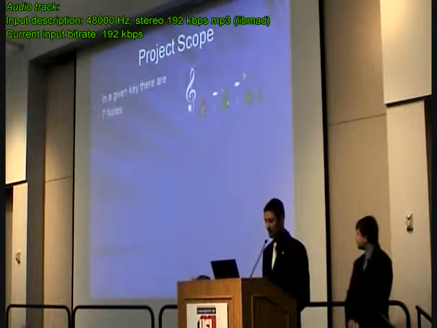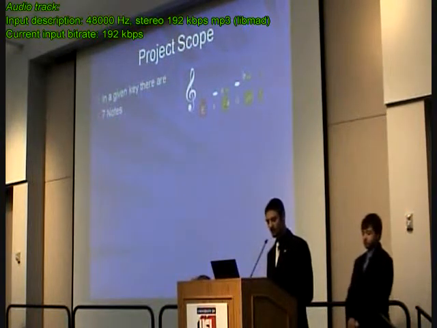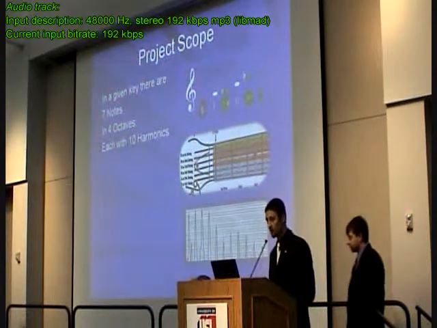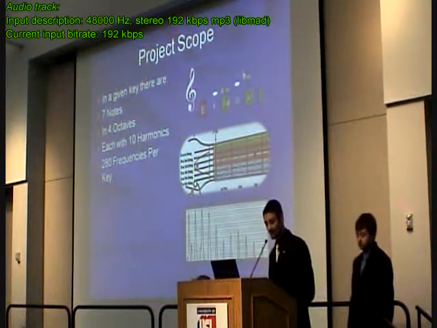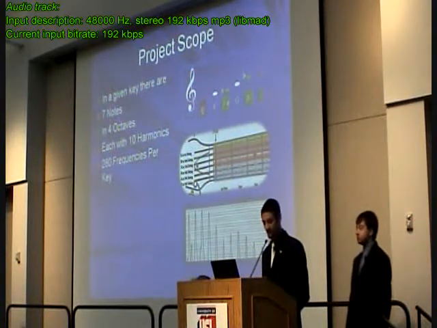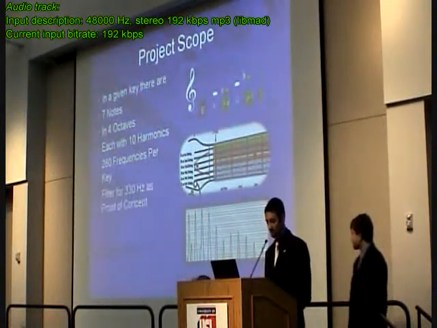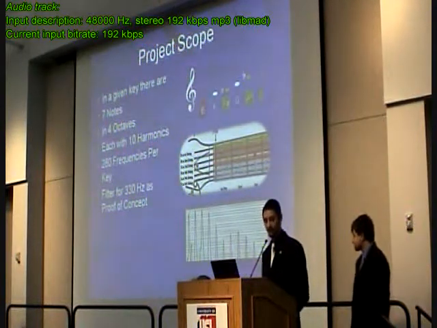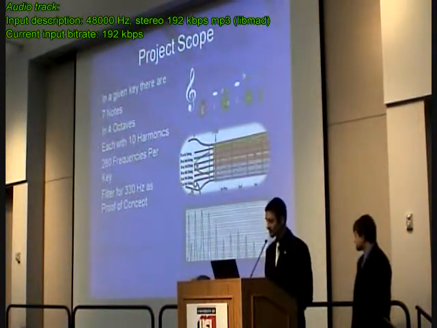To summarize, in a given key there are 7 notes in 4 octaves, each with 10 harmonics. All total gives us 280 frequencies in any given key. For our project, we will design a filter for 1 frequency to prove that this concept is possible. Afterwards, the process may be repeated to create and implement filters for all 280 frequencies.